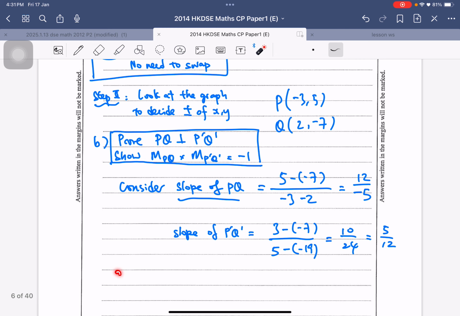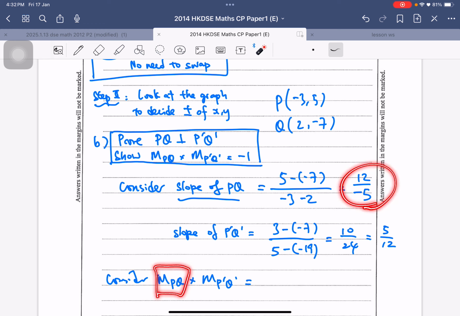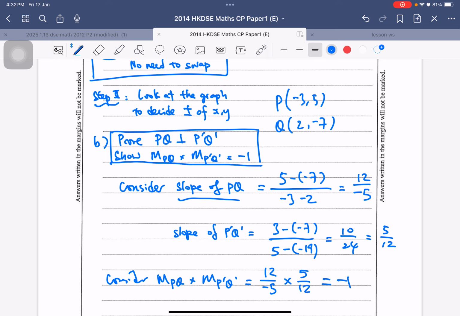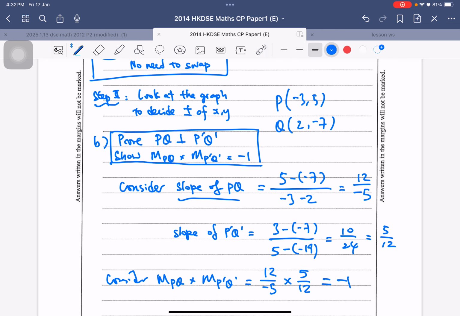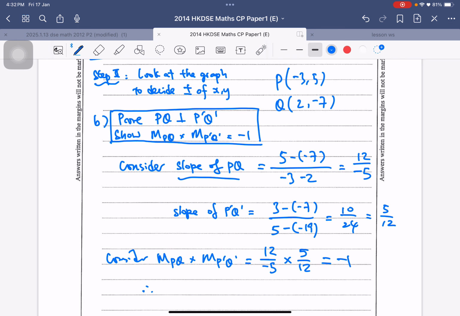And then we can consider M PQ times M P prime Q prime. That is equal to, when I replace M PQ by this number, 12 over -5 times 5 over 12, giving you -1. So now I have shown that this is equal to -1. So last step, I can conclude that PQ is perpendicular to P prime Q prime.